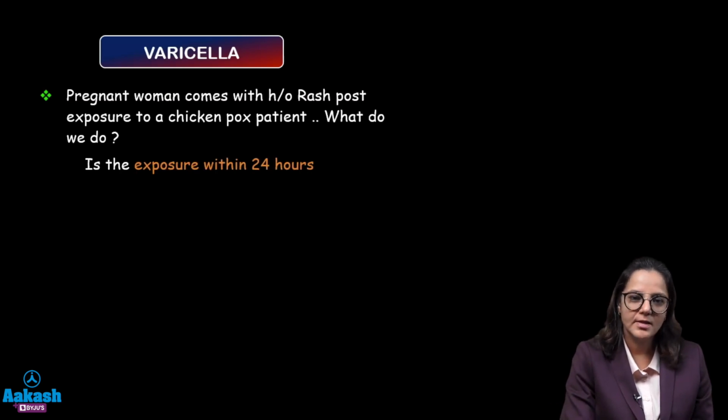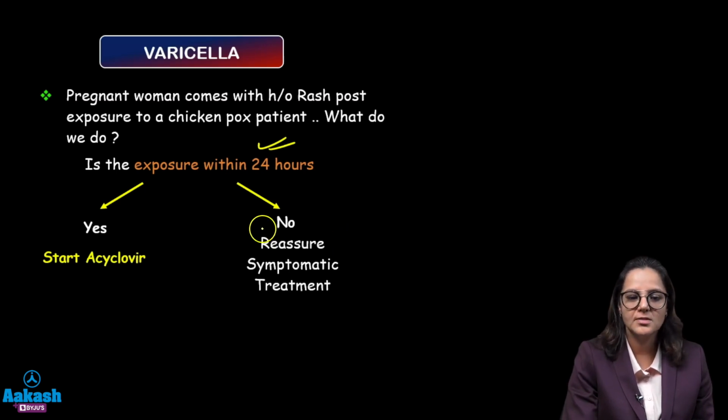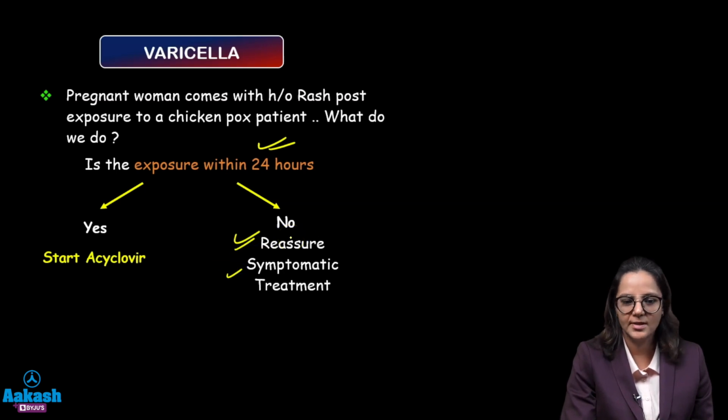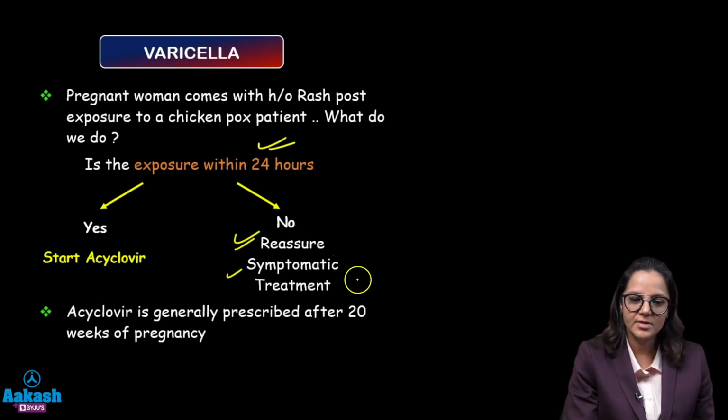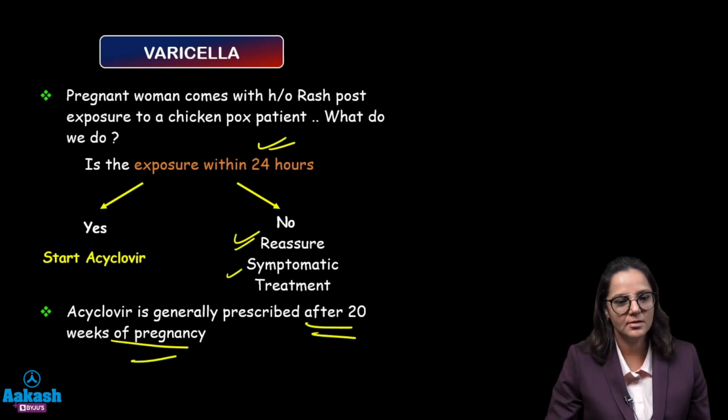First of all, ask her, has she been exposed within 24 hours or not? If the answer to this is yes, then we will start acyclovir. If the answer is no, which means it has been over 24 hours, then you need not do anything, just reassure her and give her symptomatic treatment, which is painkillers. Acyclovir is generally prescribed after 20 weeks of pregnancy, but there is no contraindication if you prescribe it earlier.